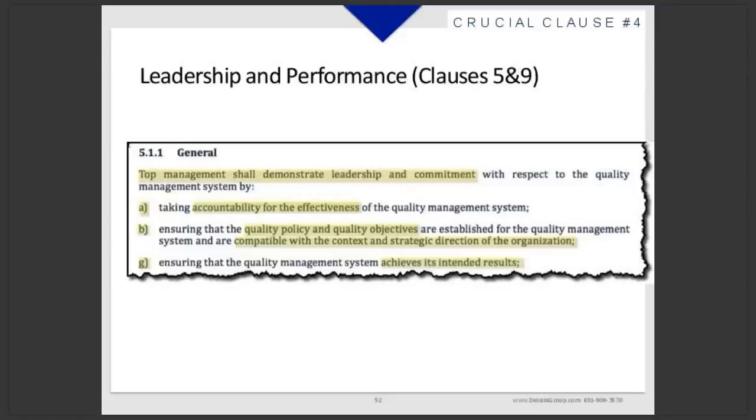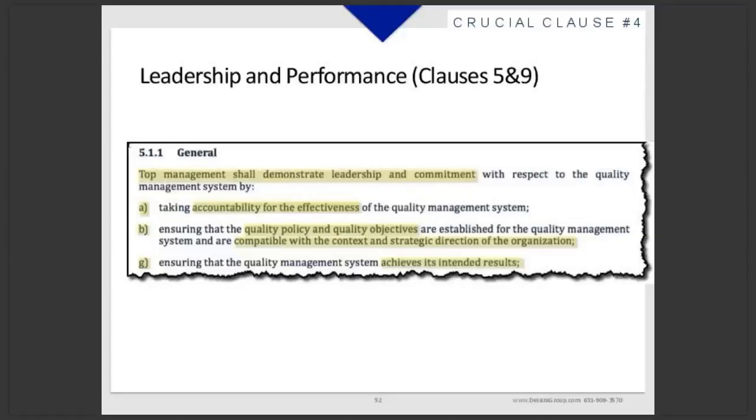So top management has to demonstrate. It says shall demonstrate. That means the auditors are going to talk to them and ask them how they are accountable for the effectiveness of the management system. How do they ensure that the quality policy and objectives are compatible with the strategic direction and the context of the organization? Meaning top management needs to understand the context and the strategic direction, and how those are communicated and flow down to the policy and objectives. And they're responsible for establishing them.